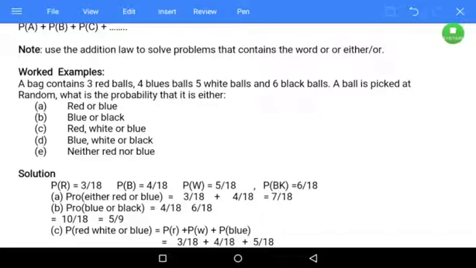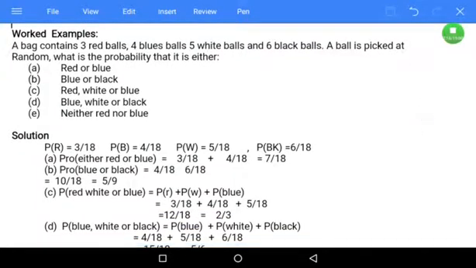So one example is this. A bag contains 3 red balls, 4 blue balls, 5 white balls, and 6 black balls. A ball is picked at random. What is the probability that it is either A, red or blue? Can you see that? When you pick one ball from a bag containing a number of balls of different colors, this happens or this happens. So when you hear or, you should know that what you need to do is add individual probabilities to give a combined probability.